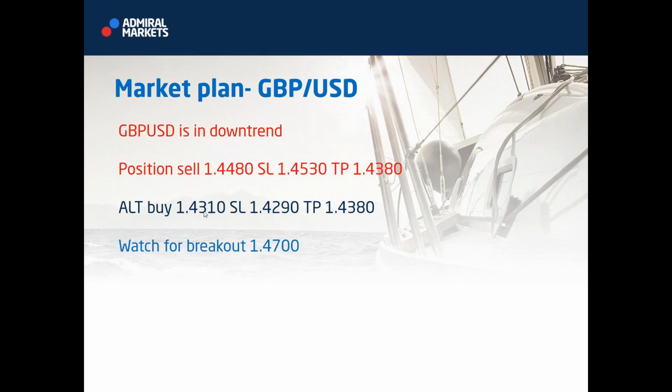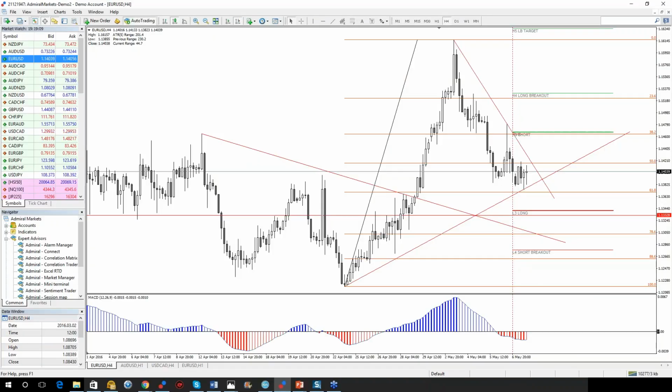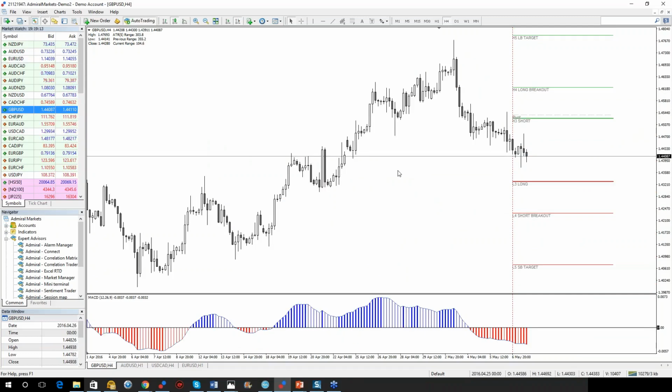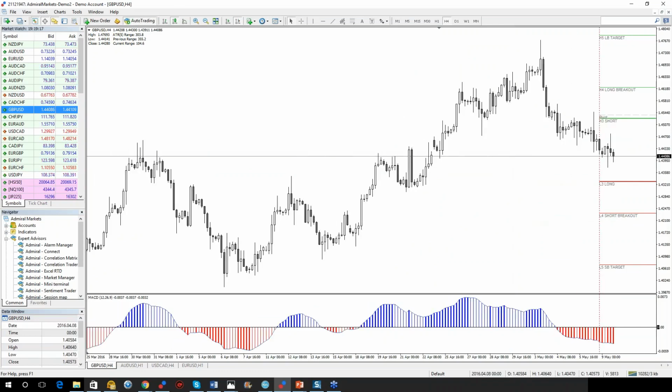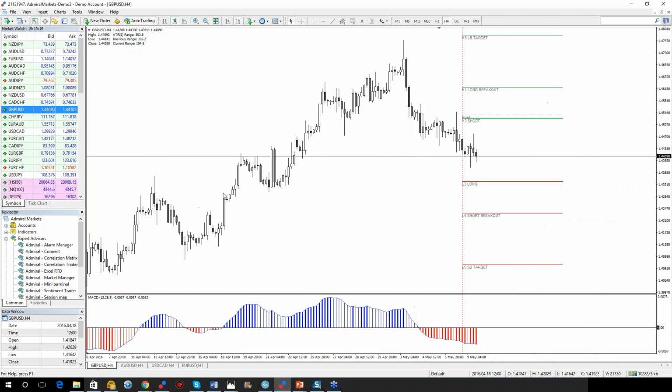I would go with a buy position at 43.10 with 42.90 stop loss, 43.80. 43.80 is, I will show you now, a good level, guys, and I think that 43.80 is now keeping this pair from further down. So now if you watch the 4-hour time frame, guys, this is a clear uptrend. But 4-hour is ranging.